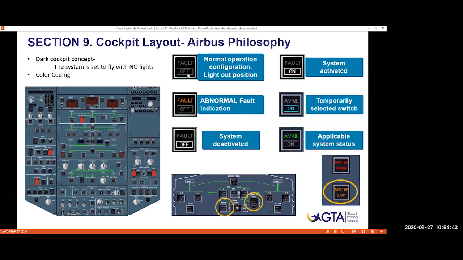Here we can see every button and the different colors that we can find. If no light, it is normal operation. If like this, abnormal with some fault indication. This one, the system is deactivated, or this one is available temporarily, or this one is activated. But in a normal flight, we will see the button like this. So it's really easy, because when something goes wrong, the light appears, and there is also a warning in front of us advising that something on the overhead panel is not working properly.